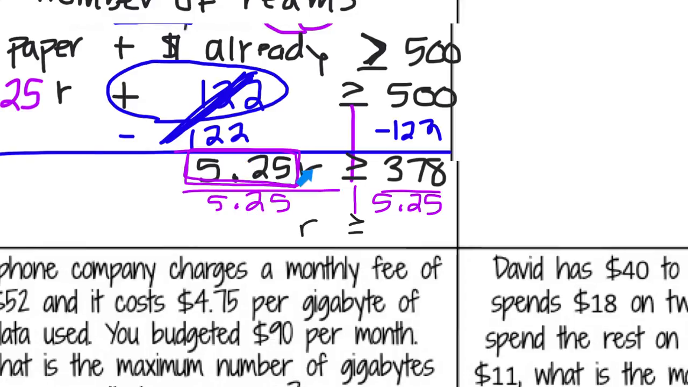So 5.25r divided by 5.25 is just positive 1r. 378 divided by 5.25 is 72.